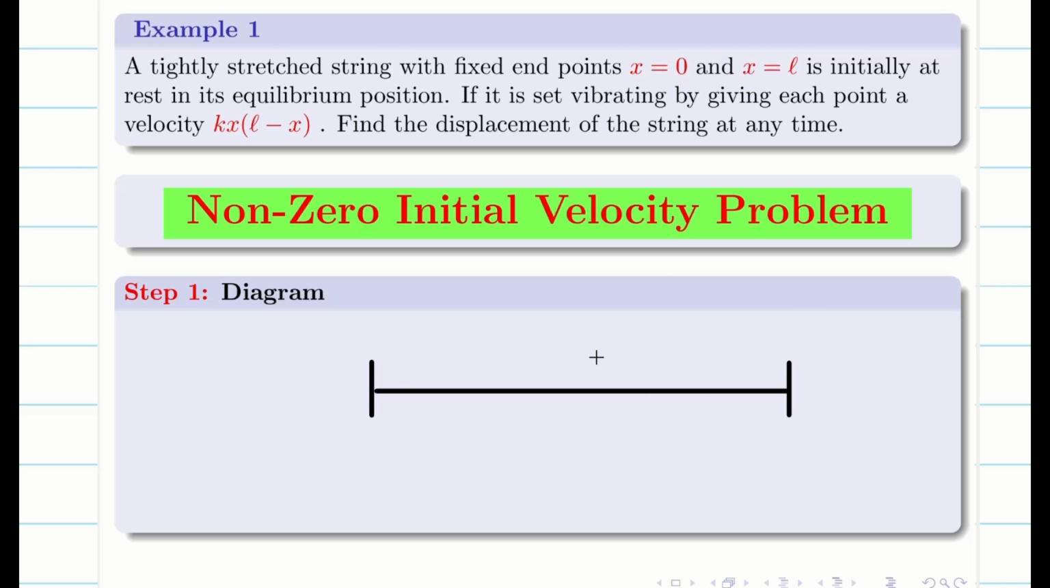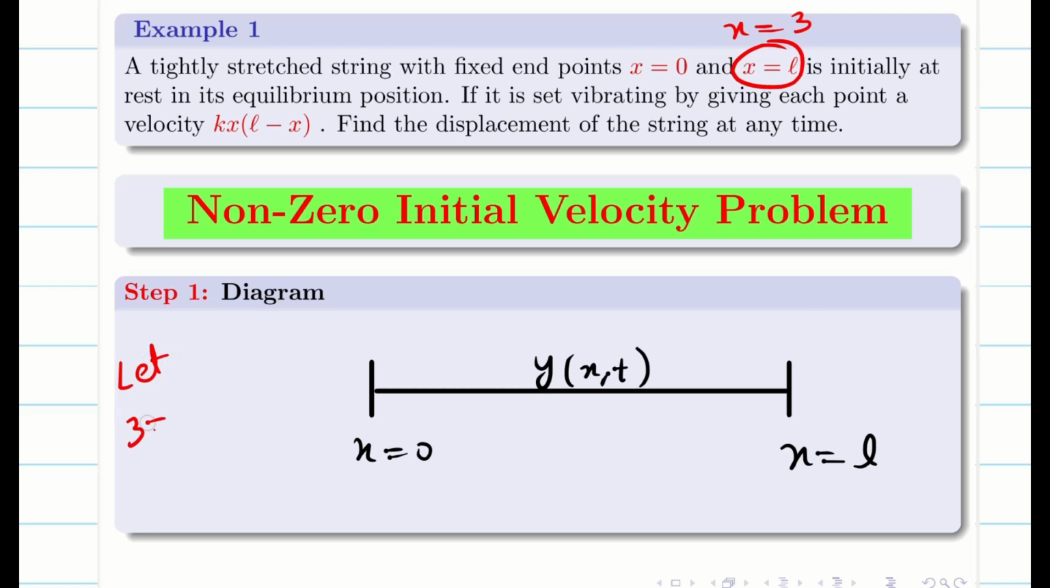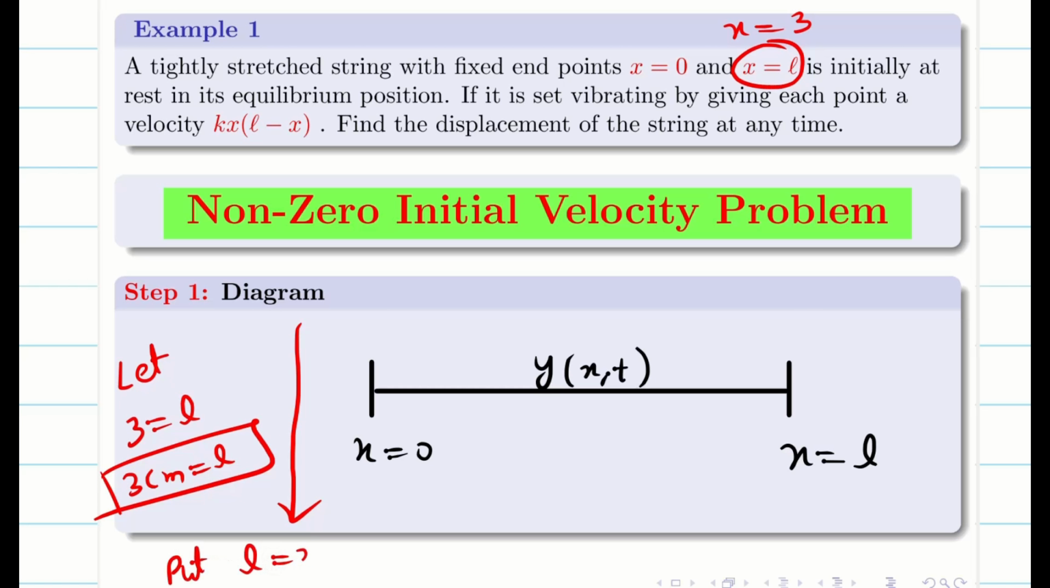There is initial velocity, so the governing equation is y of x comma t. One point is x equal to 0, the other point is x equal to L. Very important, students: suppose in your problem they say x equal to 0 to 3, you say let 3 equal L, that is 3 centimeter, whatever it is, L. Solve the problem for L completely, and at the end of the problem, put L equal to 3. This is the better way. Don't solve for numbers because we make a lot of errors with numbers. Just go for the general value L, solve the problem and get the score.